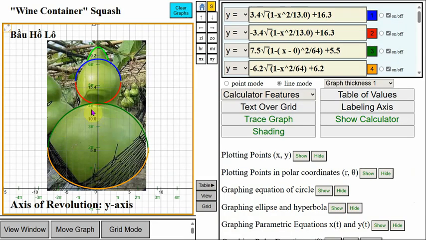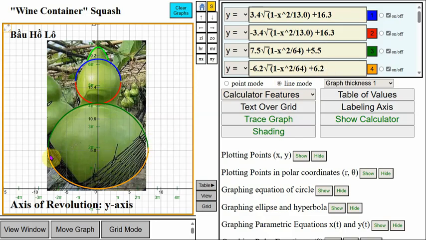And now let's find the volume of this last portion. So this bottom portion of the squash right here is divided into the top half and then the bottom half. For this top half, the equation is 7.5 times the square root of 1 minus x squared over 64 plus 5.5. And for the bottom graph here, it is negative 6.2 times the square root of 1 minus x squared over 64, and then plus 6.2.